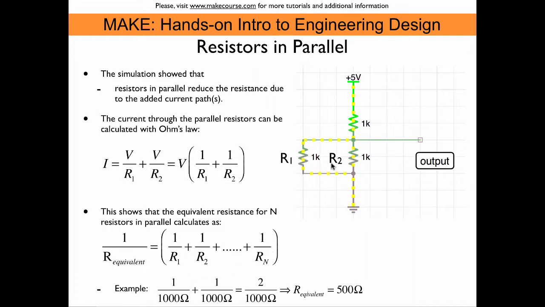So if we look at this example, with here two 1 kilo ohm resistors, so we have 1 divided by 1000 ohm plus 1 divided by 1000 ohm. That is just 2 divided by 1000 ohm, so we can calculate the equivalent resistor as being 500 ohms.